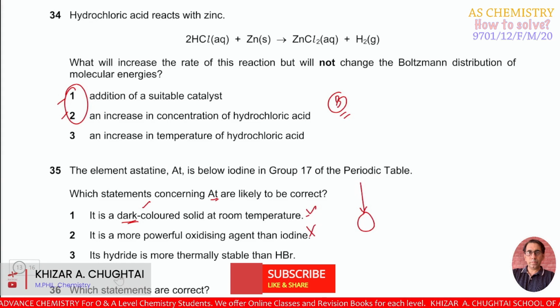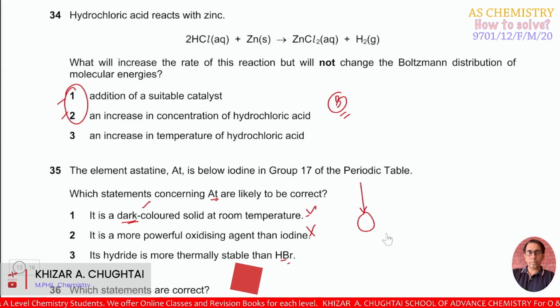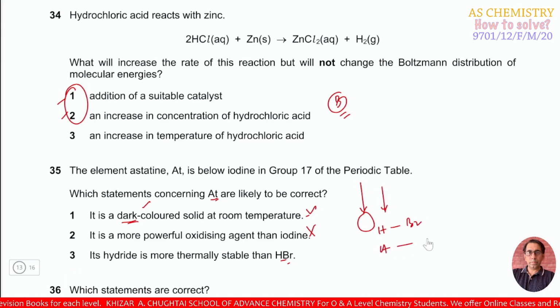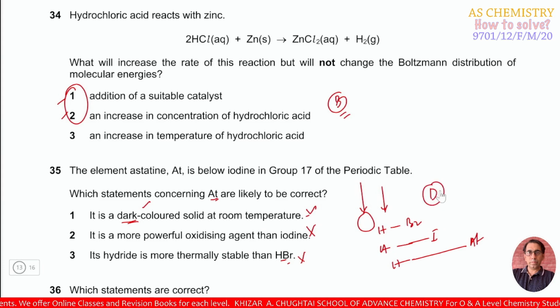1 is correct. And its hydride is more thermally stable than HBr. Its hydride is not more thermally stable. It is less thermally stable. As we move down the group, the bond length increases. Right? Bond length increases, and the thermal stability of the hydride is less. Decomposition will be easier or more feasible. So it's again incorrect. So 1 only, according to the above scheme, D is the correct option.